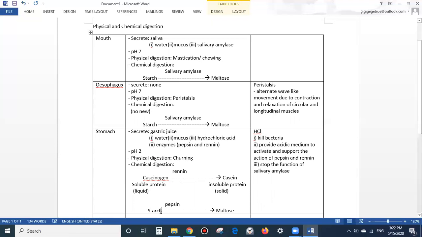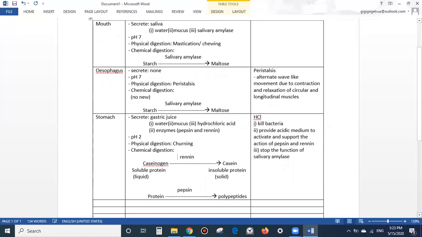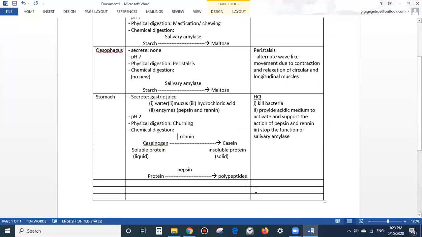So what pepsin does is turn protein into polypeptides. Okay? So digestion of protein hasn't been completed yet. Pepsin is just halfway digesting it into something much simpler. Okay? Then what is pepsinogen?